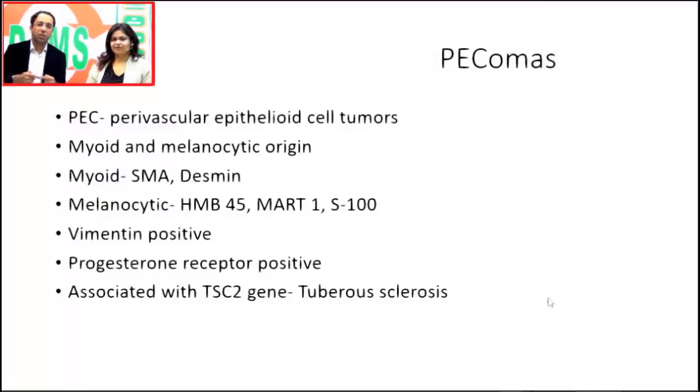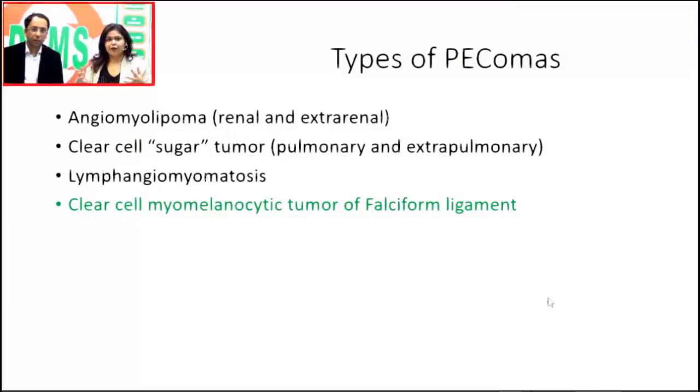And that is where the discoveries happen, and you realize when you go to the molecular or the pathological level that the progesterone receptor is positive in these people. And these patients are also seen to be associated with the TSC2 gene, that is tuberous sclerosis. So that's another association syndrome that we can see. Which brings me to the next group of tumors, the entire group of PEComas. Under PEComas, the tumors we have include angiomyolipoma. Again, the word angio is giving you the vessel part, and the myo is giving you the muscle part. That can be both renal and extrarenal.